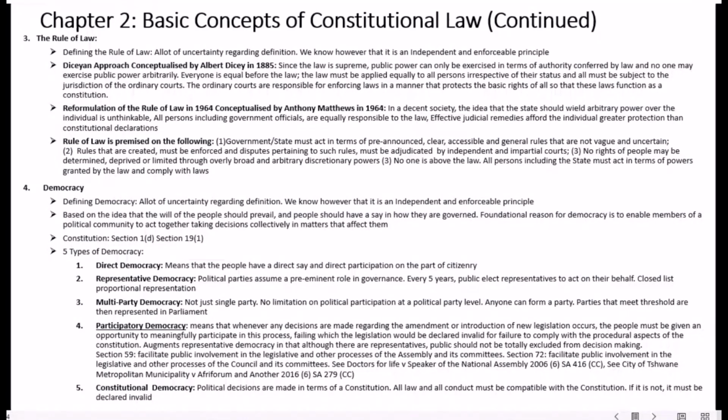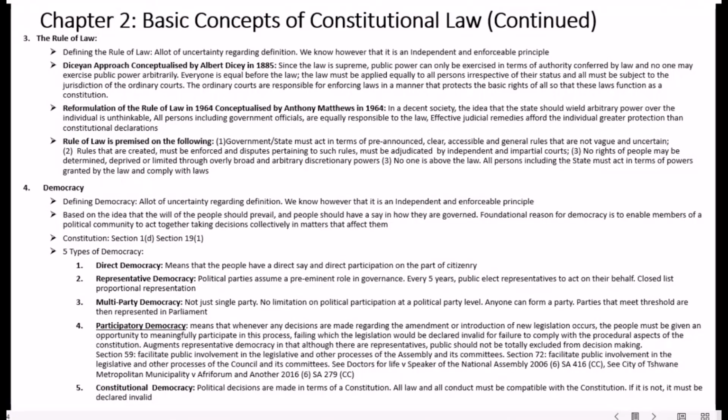He went on to also state that everyone is equal before the law. The law must be applied equally to all persons, irrespective of their status, and all must be subject to the jurisdiction of the ordinary courts. The ordinary courts are responsible for enforcing laws in a manner that protects the basic rights of all, so that these laws function as a constitution.